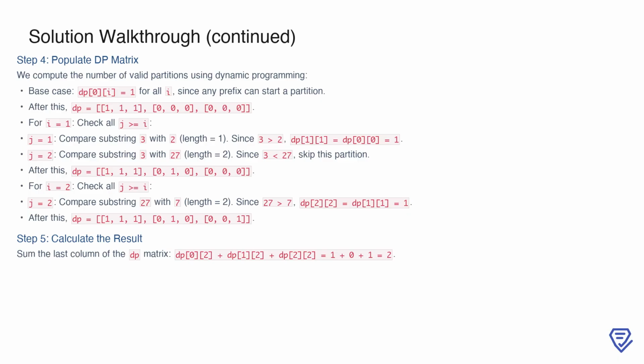Finally, for i equals 2, we only check j equals 2. Here, the substring 27 is greater than 7, so DP[2][2] is set to DP[1][1], which is 1. The final DP matrix is 1, 1, 1, 0, 1, 0, 0, 0, 1. To calculate the result, we sum the last column of the DP matrix, which gives 1 plus 0 plus 1 equals 2. Thus, there are two valid ways to partition the number.